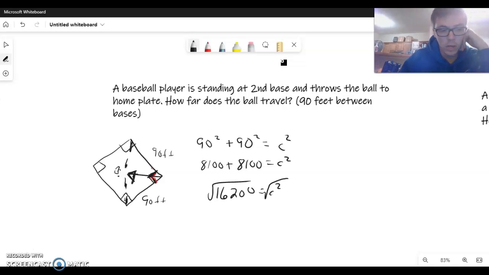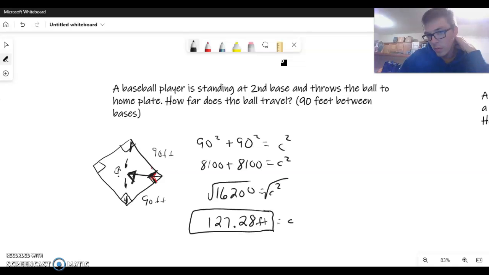Round to the nearest hundredth again. So 127.28, and that is our c. That's the hypotenuse, 127.28 feet. That is how far it should be from home plate to second base, if they were standing on them, throwing the ball. All right, so remember, make sure you have your drawings. Make sure you have all the work shown that you need for all these problems.